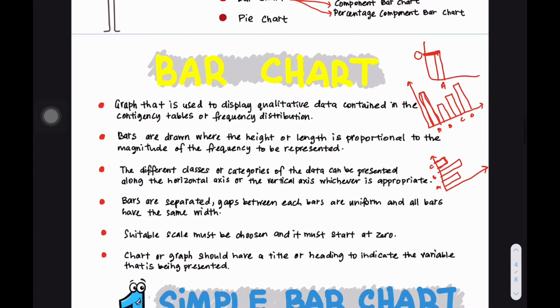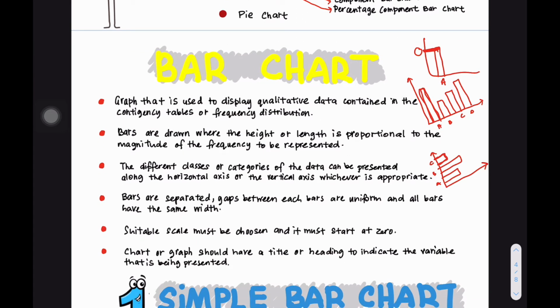Okay, bars are separated. Gaps between each bar are uniform and all bars have the same width. So, kalau kita nak lukis bar chart, the first thing yang you need to remember is bar ni dia tak rapat. Kalau bar chart, bar dia ada gap. Dan gap di tengah-tengah bar ni, di antara bar ni mesti sama. Kalau dekat sini kita gap, katakan satu kotak, dekat sini pun satu kotak, dekat sini pun satu kotak. Dia mesti sama. Okay, dan setiap bar mempunyai lebar yang sama. Tak bolehlah kalau kita lukis bar chart, ada bar chart yang nipis, ada bar chart yang tebal.